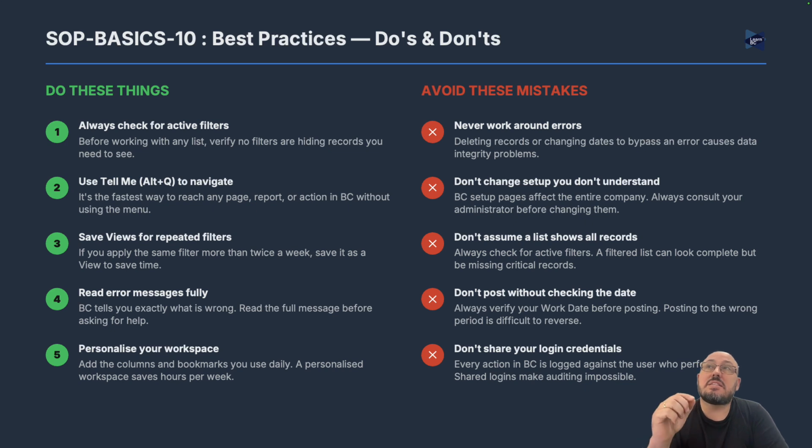Avoid these mistakes. Never work around errors. Don't go change a setup or a journal, or work around stuff. Go find out why you got an error. It's doing it for a reason. Business Central is performing to expectation. It's not broken. Don't change a setup you don't understand.